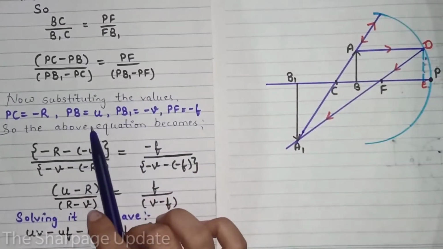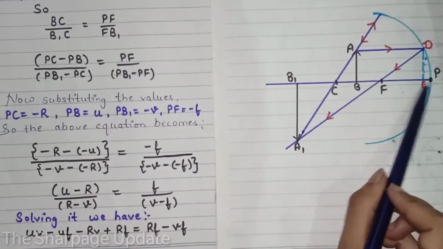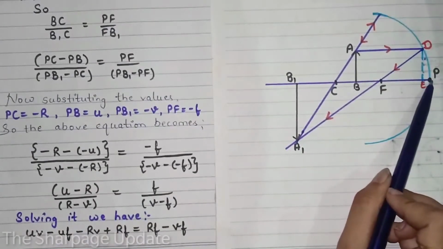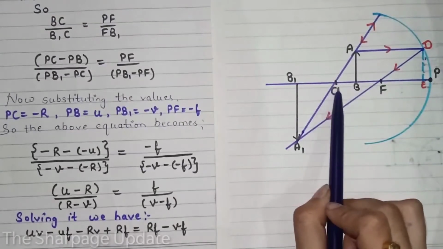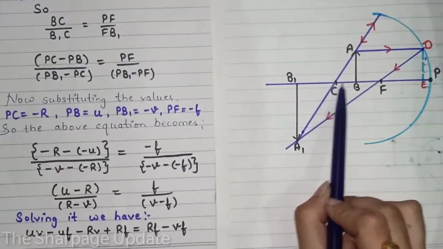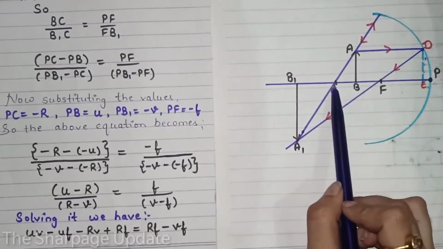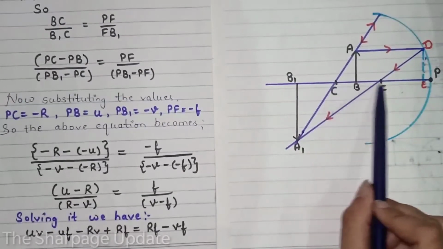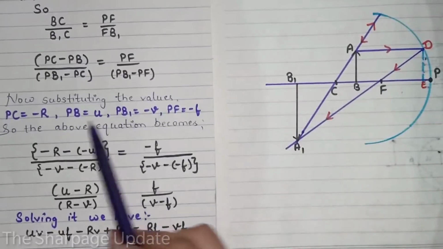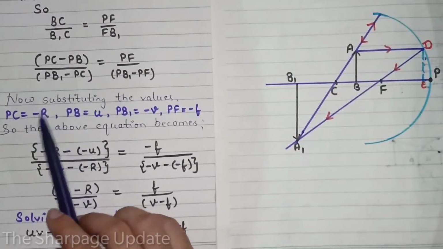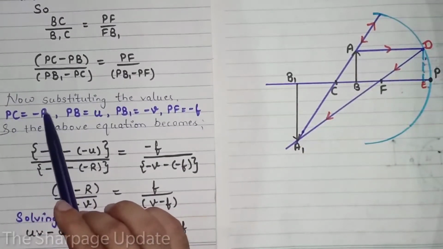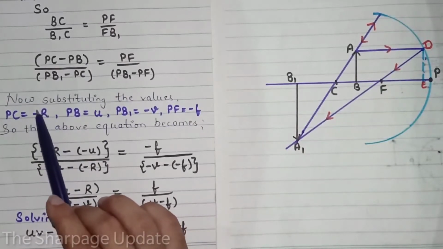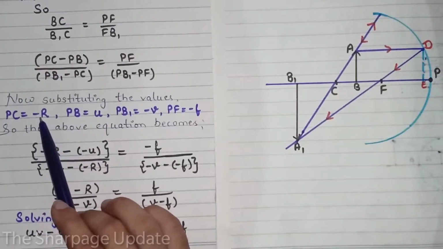Students, do you know what is the value of PC? PC means the distance between the pole and the center of curvature. So what is this distance called? This is called the radius of curvature, and we represent the radius of curvature by R. So we can put PC is equal to minus R. Now the question is, why have we used the minus sign?